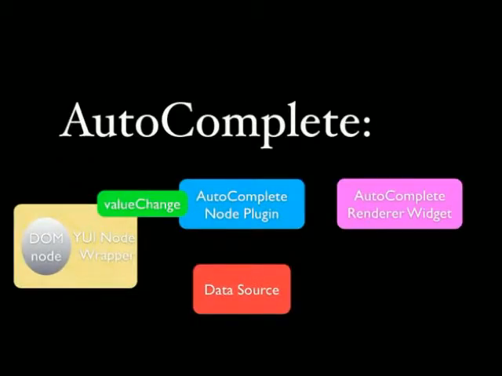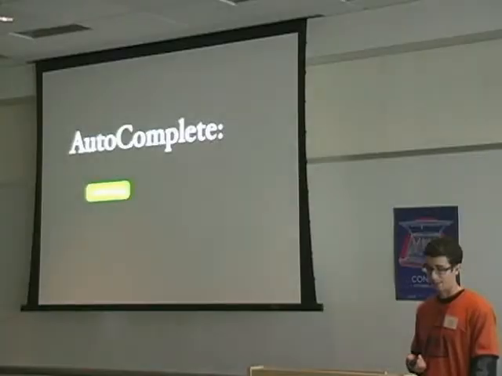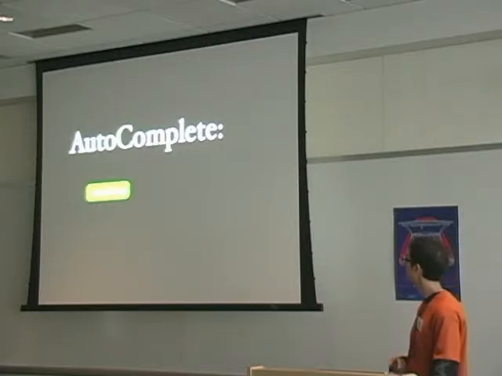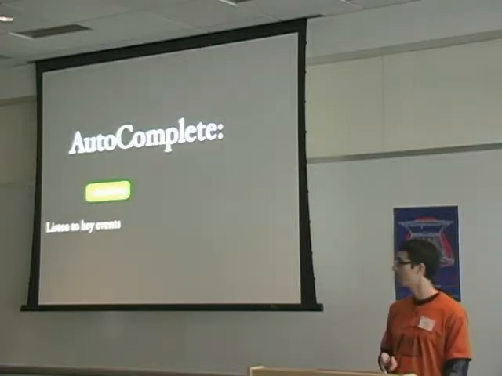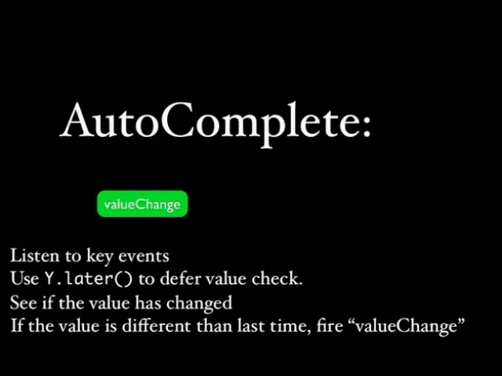So let's add in the added piece here of the custom event that we're going to create, custom node event. I've called it value change because it happens when the value changes. Basically, what this piece is going to do, we're going to listen to the key events: key down, key press, change, on paste, etc. We're going to use y.later to defer the value check.